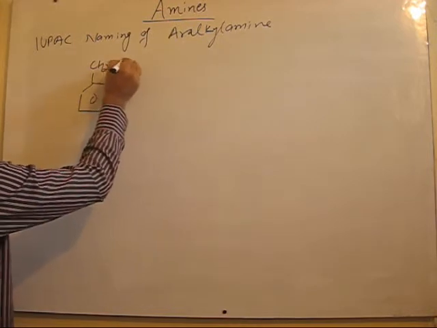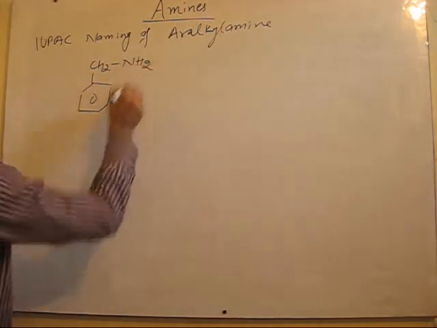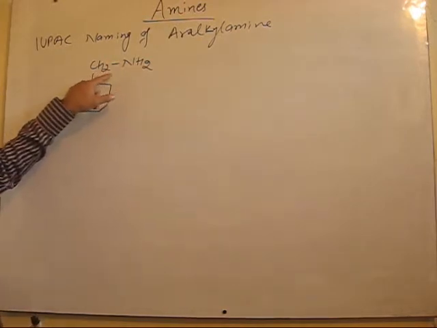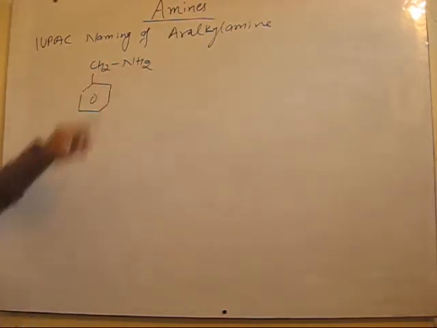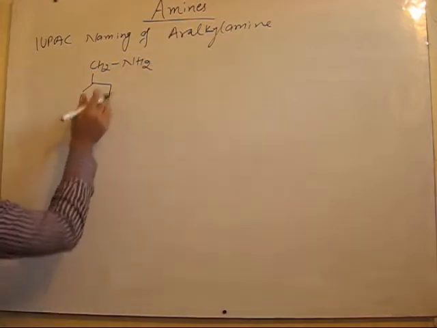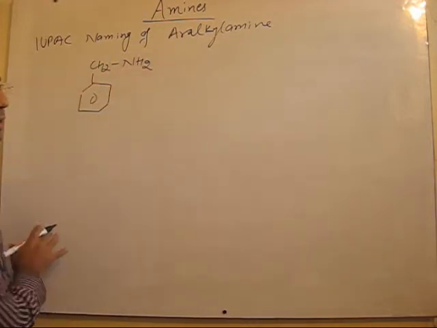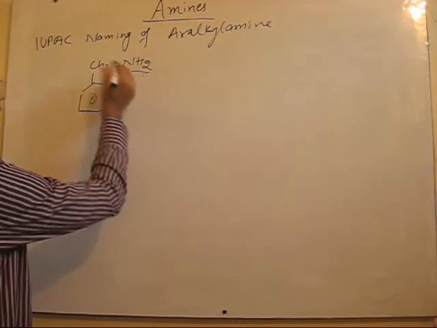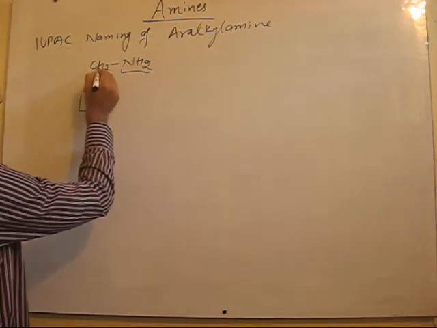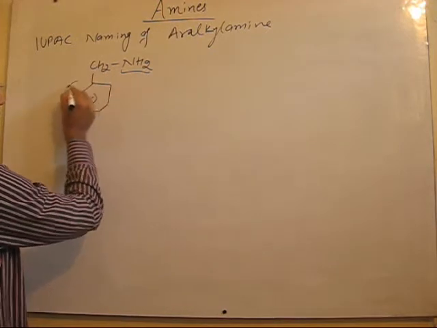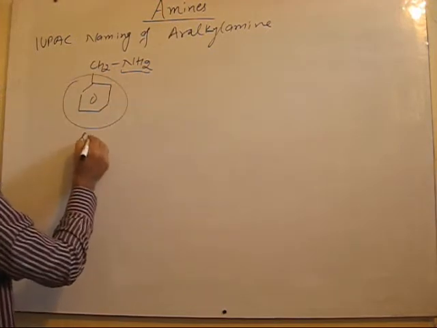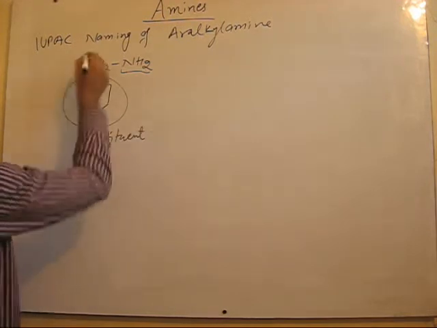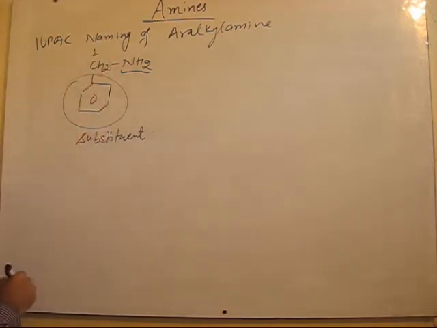We know aryl is that type in which nitrogen is not directly linked to the benzene ring, but it is present in the side chain. Fine. So we have already done this. This is benzylamine, the common name, but in the IUPAC name, NH2 is present in the side chain. So side chain will be treated as a main chain here, and ring will be treated as a substituent. Fine. So this is the chain, only one carbon is there in the chain.